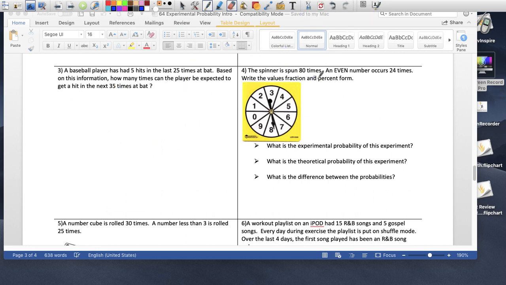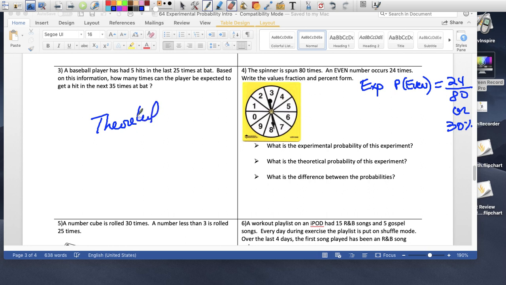The spinner is spun 80 times, and an even number occurs 24 times. So in the experiment, P of even, how many times did it land on even? 24 times out of 80. And if we change that to a decimal, 24 divided by 80, we're going to get 30%. So that's the experimental probability. Now the theoretical, and I'll write it here, the theoretical probability.